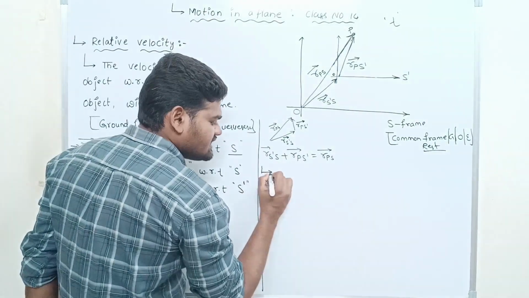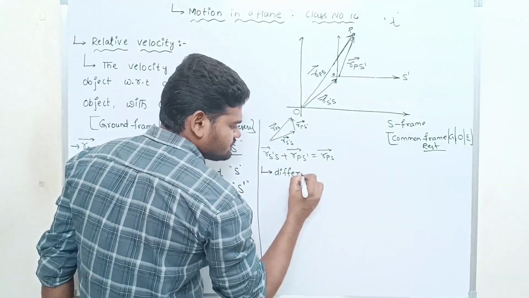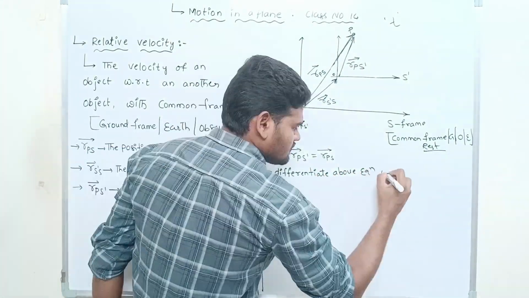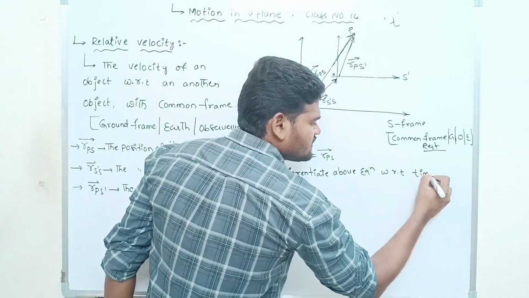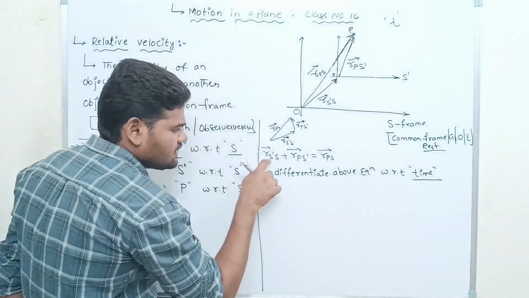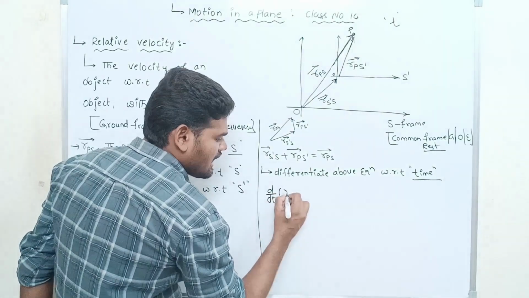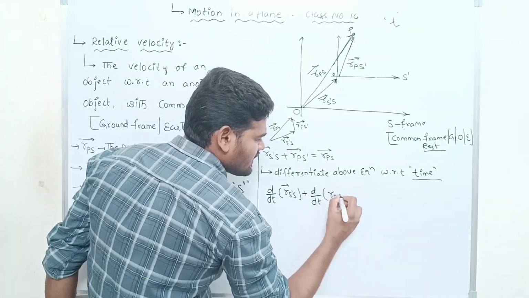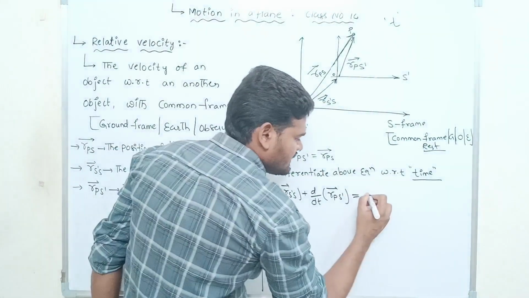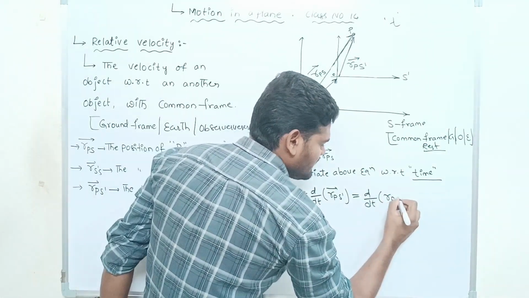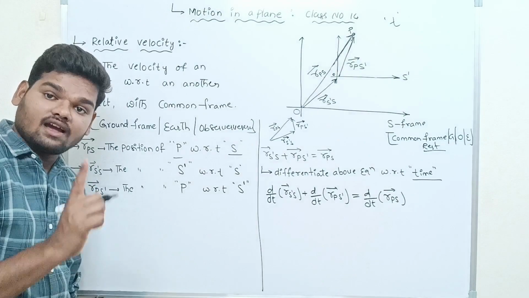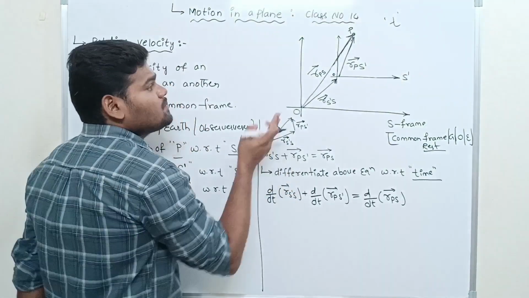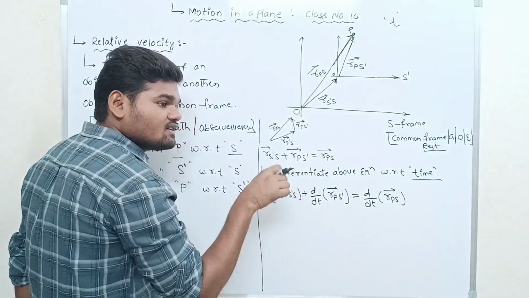Now I'm just going to differentiate the above equation with respect to time. Have a look. So d by dt of R S dash S plus d by dt of R P S dash is equal to d by dt of R P S. Are you getting? Okay. So the differentiation of a position vector or displacement gives what? Velocity.